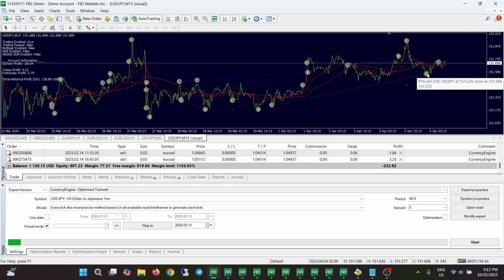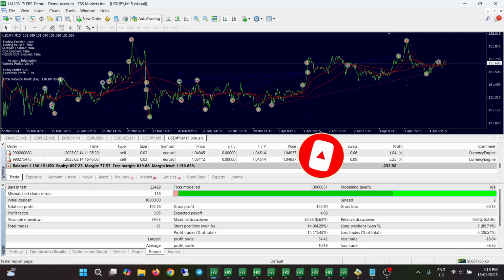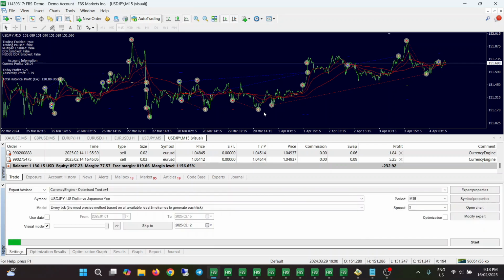a lot of trouble. So in just this short period of time on a $10,000 account, it made $128 quite easily, and there was very minimal drawdown. The drawdown was like 0.62%. Obviously the modeling quality here is saying NA, but we can see that there's quite a lot of ticks modeled there. But this is just one of the very many ways that you can trade Currency Engine. And I've also shared this file in the Telegram if you want to try it out.